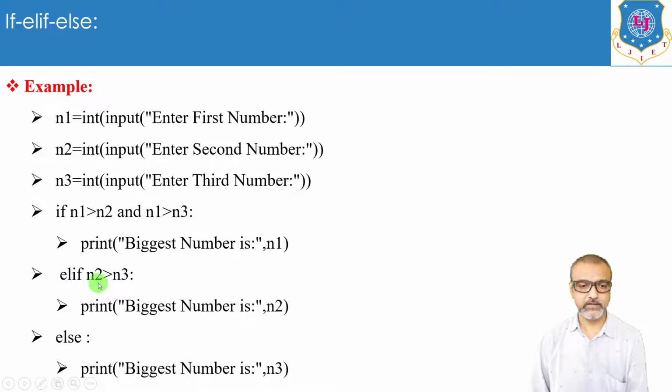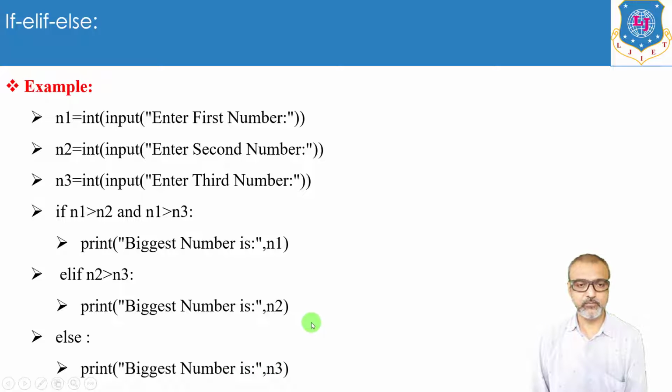Now elif n2 is greater than n3. If n1 is greater than n2 is false, it means n2 is greater than n1. And here we are writing elif n2 is greater than n3. So if this condition is satisfied, and already over here we have n2 is greater than n1, if it does not become false, then among the three numbers n2 is the biggest number. So we write print "biggest number is n2", else "biggest number is n3".